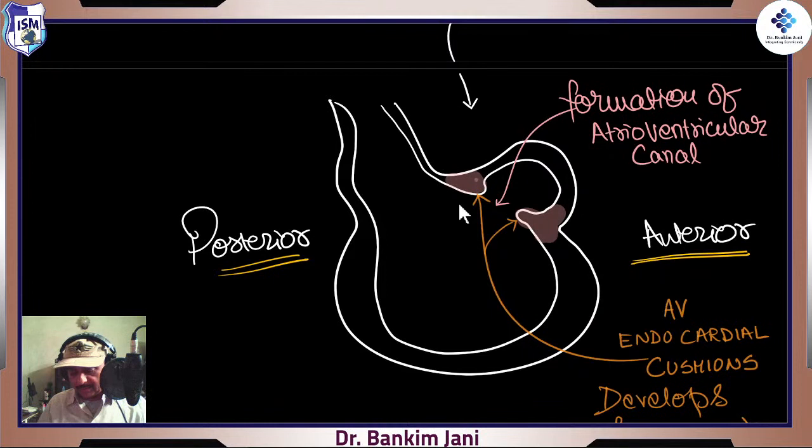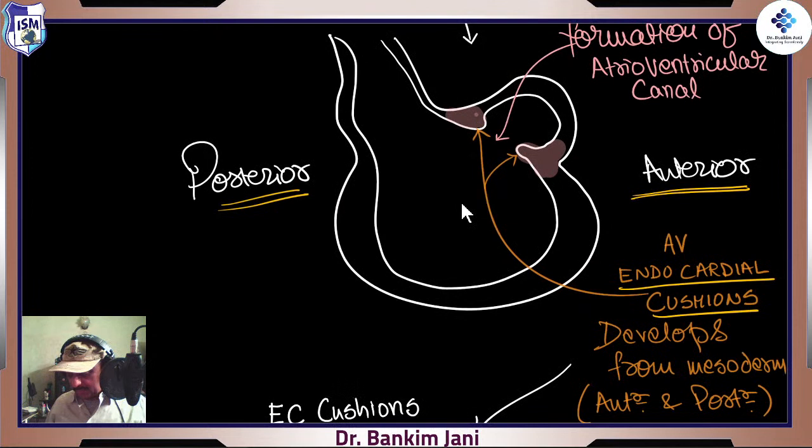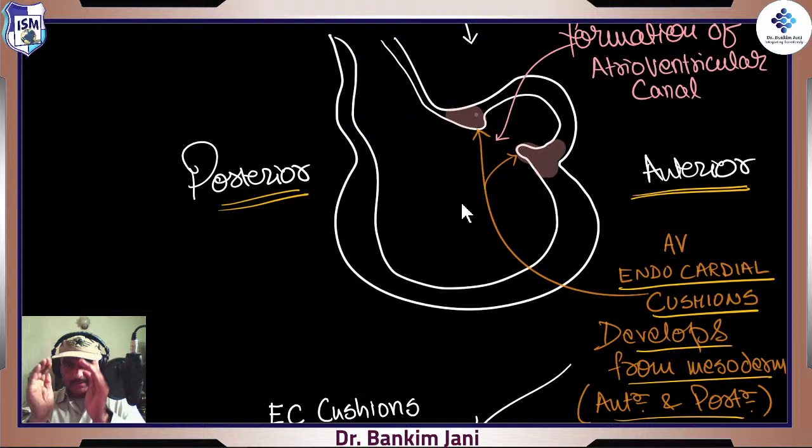This is what is called the endocardial cushions. Endocardial cushion. What are they? Nothing, again, just differentiated cells. Who is making them? Mesoderm. Because everything is mesoderm, right? So it develops from mesoderm, anterior and posterior. So this entire chamber was one, and in between, those differentiations started. And then they extended, right? So they created a partition.